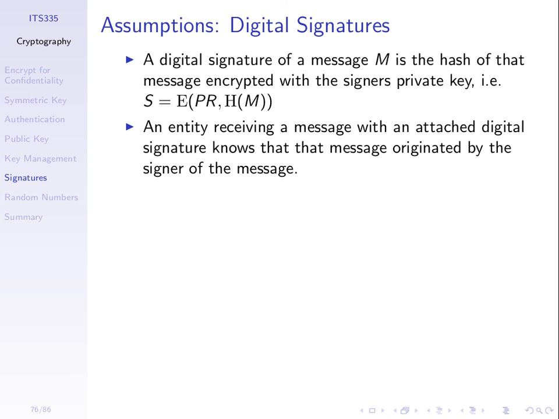We'll finish with this summary about digital signatures. A digital signature of a message M is the hash of that message encrypted with the private key of the signer, or the sender. So the signature I'll denote as S, and we normally send the message and the signature. There's no good just sending the signature. We sign a document, we send that document and the signature at the bottom. So we send the message with the signature, and a receiving entity can verify that message by decrypting with the public key of the sender. If it successfully decrypts and the hash values match, then it's verified.